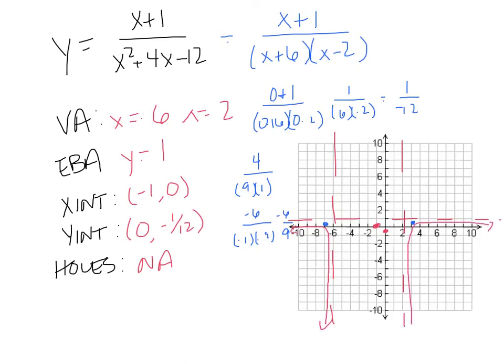Now I need to choose another test point to tell me what's happening in the middle, and I need to choose something in this range over here where I don't know where the graph is. So I'm going to choose negative 4. It's going to give me negative 3 over 2 times negative 6, which is negative 3 over negative 12, which is 1/4. So that tells me that negative 4, 1/4 is a point on the graph, which tells me that I'm going to have another one of those little snaky things.